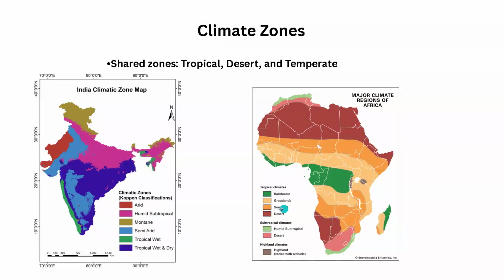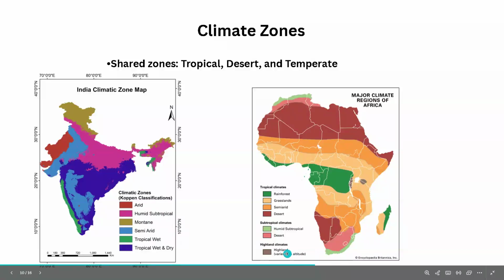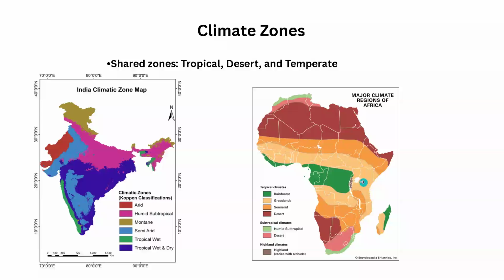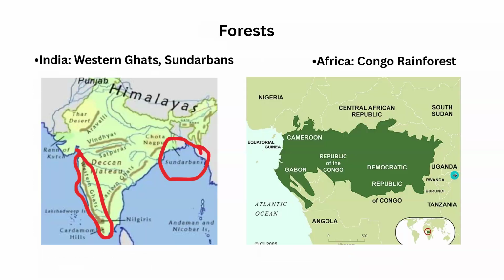So deserts I have shown you. Semi-arid means a little bit sandy, rocky, and not so fertile. Grasslands, orange color grasslands, savanna grasslands in Africa. Okay. Then high climates, highlands, where it varies with altitude. Gray color with altitude where mountains are there. Okay, so in these two places, can you see here? Yes. Next, Congo Rainforest. In Congo, you will find rainforest.